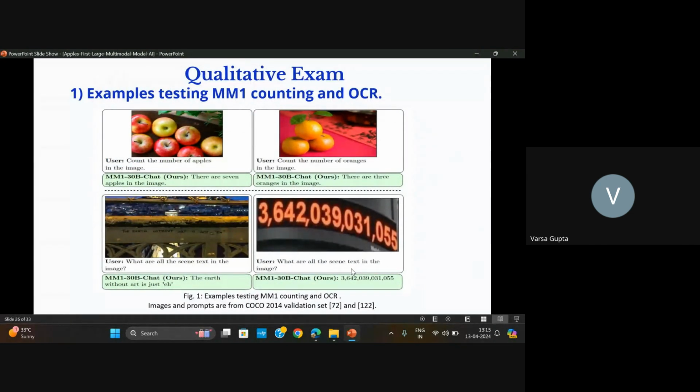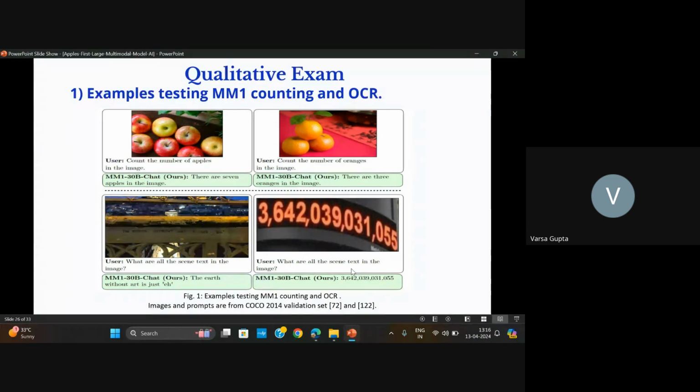Now we see some qualitative examples, various scenarios where MM1 performed really well. The first one is an example testing MM1 counting and OCR. In the first picture, there are apples in the image, and the user gives a prompt like, count the number of apples in the image. So MM1 is able to respond, there are 7 apples in the image. Similarly, in the second one, the user asks, count the number of oranges in the image. The model responds there are 3 oranges in the image, which is correct according to the image.